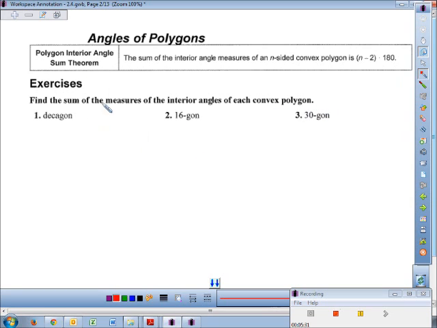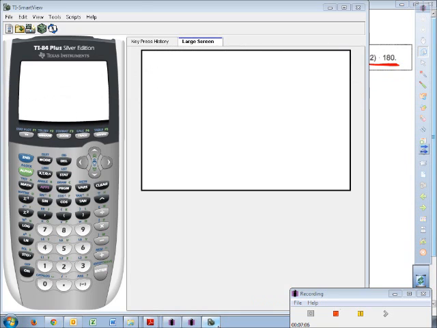I got them over nice and spread out. All I need to know first is how many sides this bad boy has, decagon. So here's my formula, n minus 2 times 180, correct? This has 10 sides. Let's do some mental calculation. What are we going to take times 180? 8 times 180. I don't need to see any work. It's so simple. Let's just take 8 times 180 in our calculator.